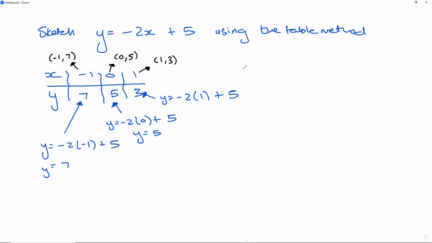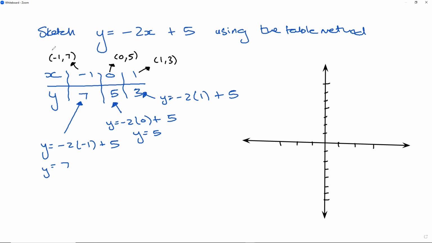And so we can plot this now and just join the dots after that. So we put our y-axis, our x-axis, and label a few points. We have to go up to 7, so I'm going to go 1, 2, 3, 4, 5, 6, 7. Let's make this a little bigger, because more space is needed. 1, 2, 3, and then going downwards as well, 1, 2, 3, 4, 5, 6, 7.